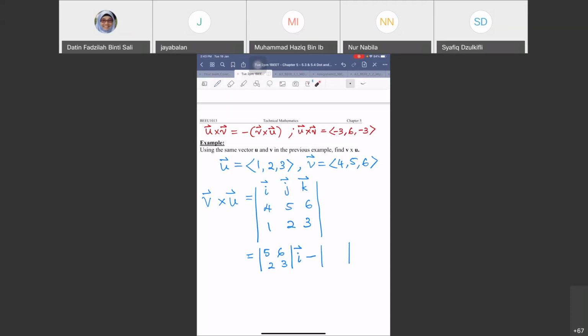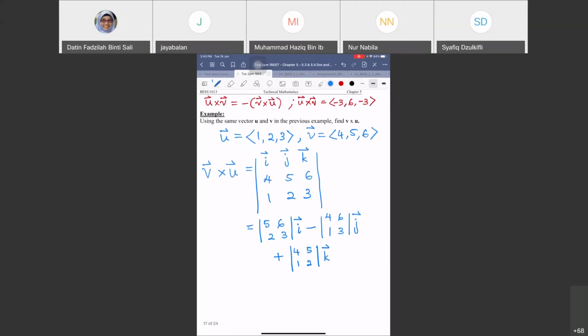Then your next 2 by 2 determinant will be 4, 6, 1, 3. This is for the J. And then plus, the last one will be for the K vector. You cover the last column, column K. So then you have your 4, 5, 1, 2. This is the setup for the 2 by 2 determinants, where you select the first row, which is your I J K.